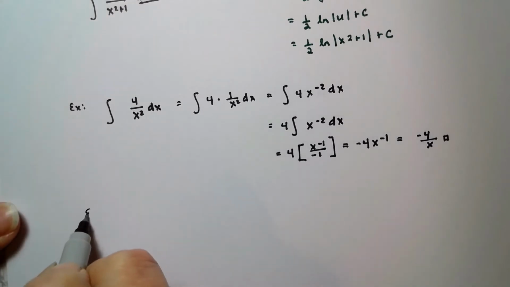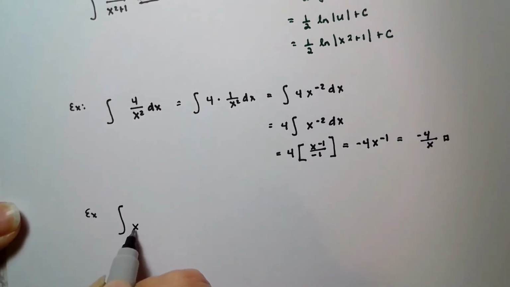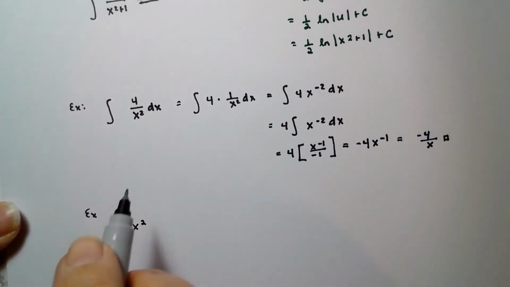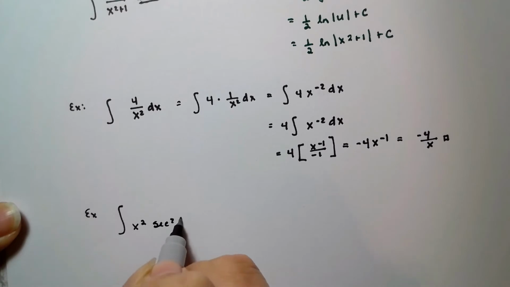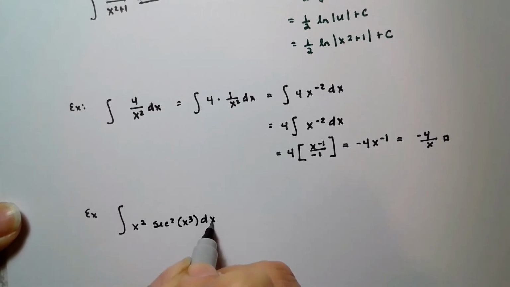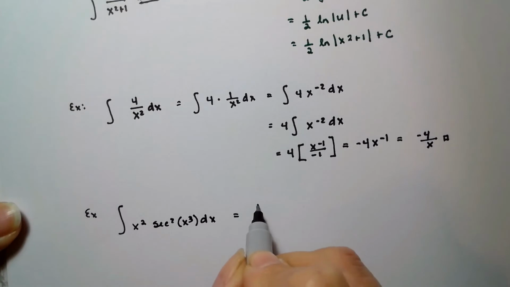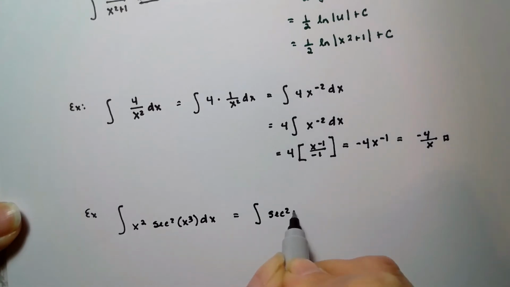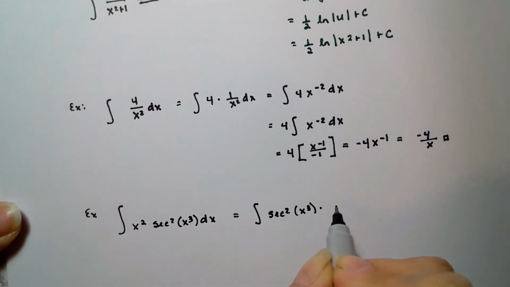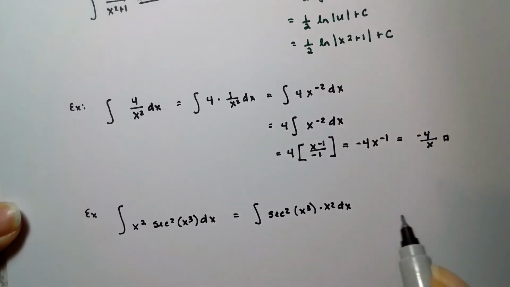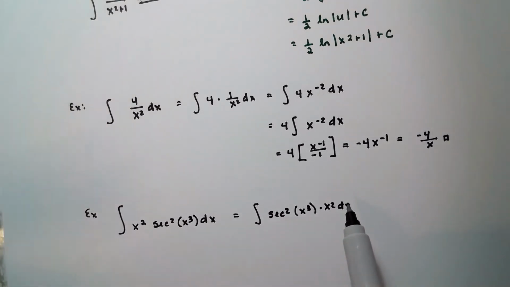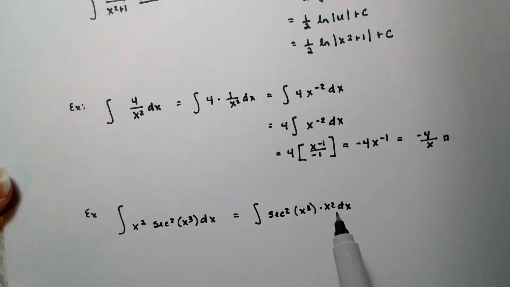Okay, another example, and I know we did this one in class because I remember it. I don't remember much these days, but this I remember. So it's the integral of x squared secant squared x cubed dx. And again, you might want to rewrite this as secant squared of x cubed times x squared dx. Because you're going to want to replace something multiplied to dx, something other than a 1, with your du. So it helps you see it a little bit better.